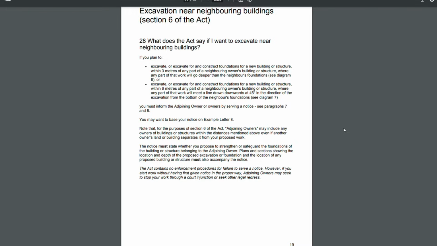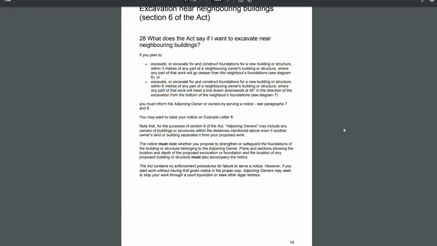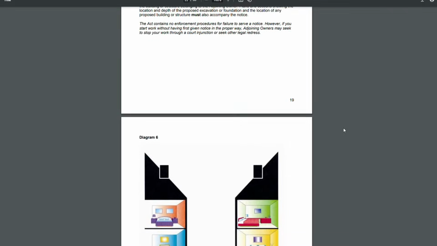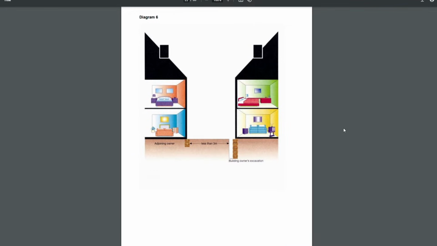Now that sounds quite complicated, but thankfully there are some diagrams that help us understand that. So the first one here, if you want to dig foundations for a new structure on your property, then it's a very easy to measure 3 meter distance between your wall and your neighbour's wall. If it's less than 3 meters, then you will have to do a party wall agreement and get them on board for that. So that's pretty simple. That's really easy to measure. You just get your tape measure out. If it's less than 3 meters, you'll have to do it.